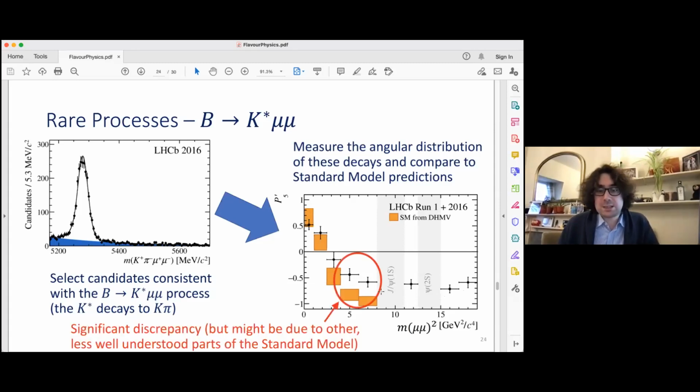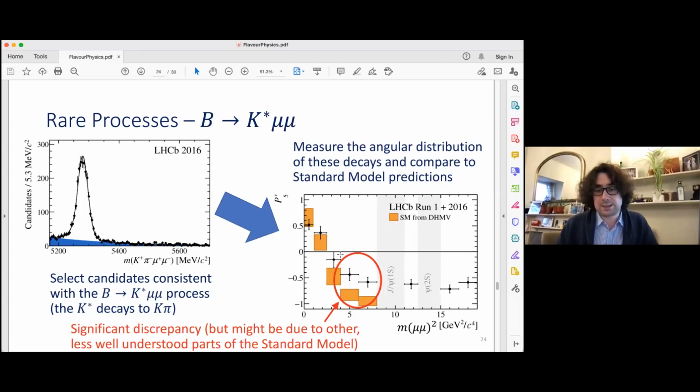And there's this reasonably significant discrepancy in this region here that might be due to other less well understood parts of the standard model, but might also be arising from beyond standard model physics. And this is something we have under ongoing discussions. It's something we're still considering.